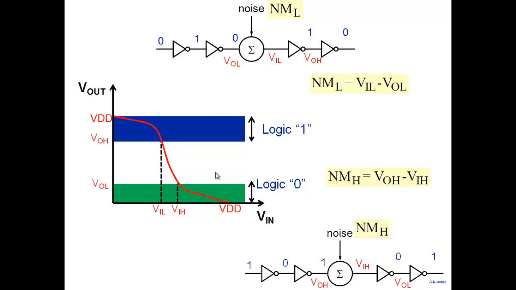So according to my definition, if I define my logic 1 like this and logic 0 like this, the noise margin on the higher side is VOH minus VIH and the noise margin on the lower side is VIL minus VOL. So far, it's only definitions, right? These definitions make sense. Now, you might be thinking, I've added noise only to one input. If I add noise to everything, will my system still work with this much noise, NML and NMH? Well, the answer is yes.